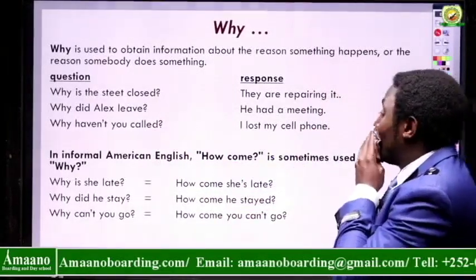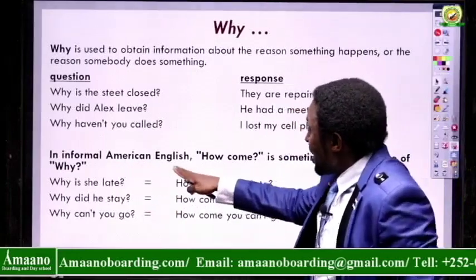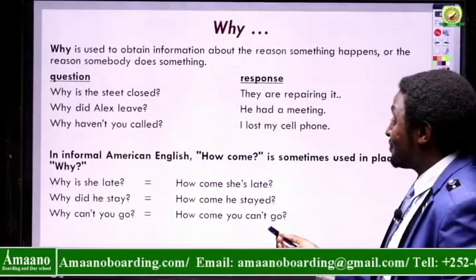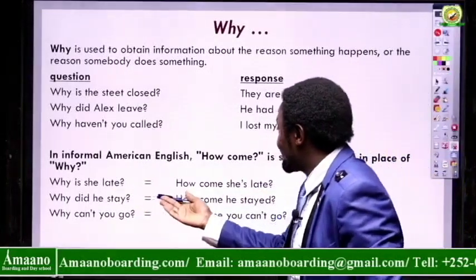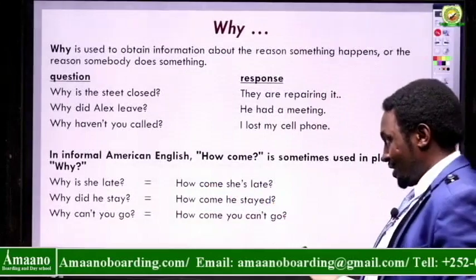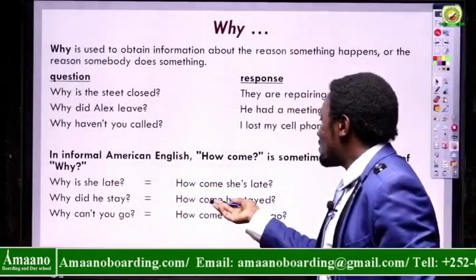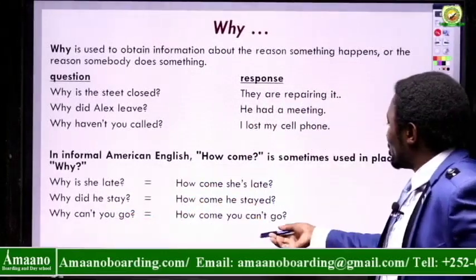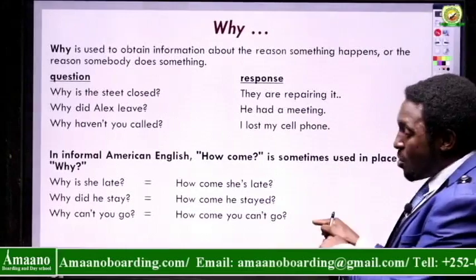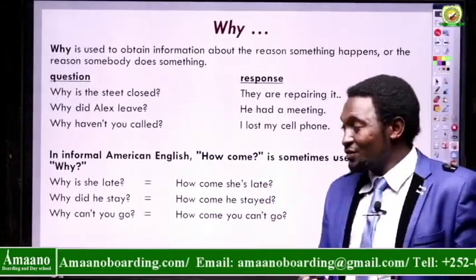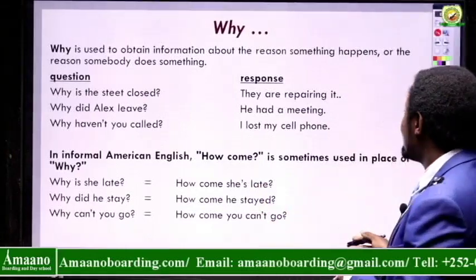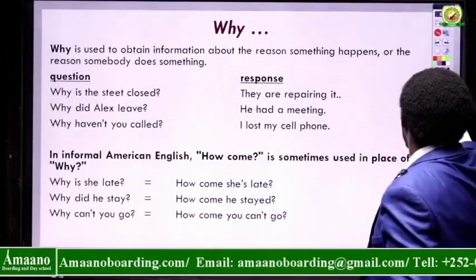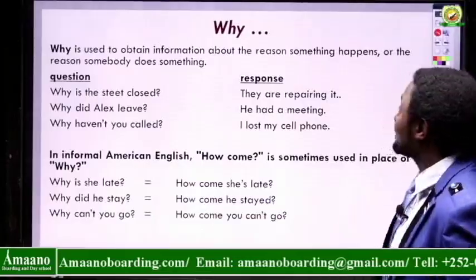Now, in informal American English, how come is sometimes used in the place of why. For example, why is she late? How come she's late? Why did she stay? How come she stayed? Why can't you go? How come you can't go? So please note, in informal, not formal American English, how come is sometimes used in the place of why. Don't forget that. It is a special case.